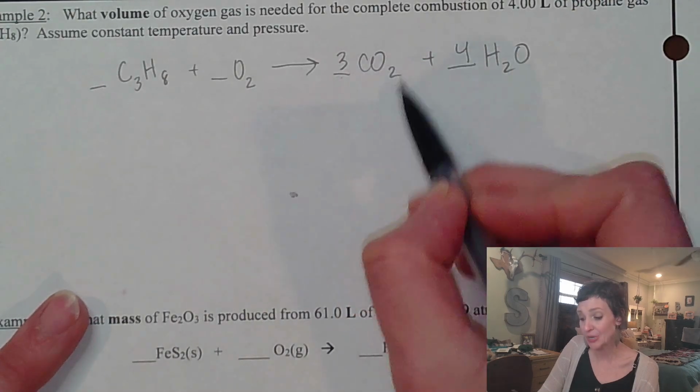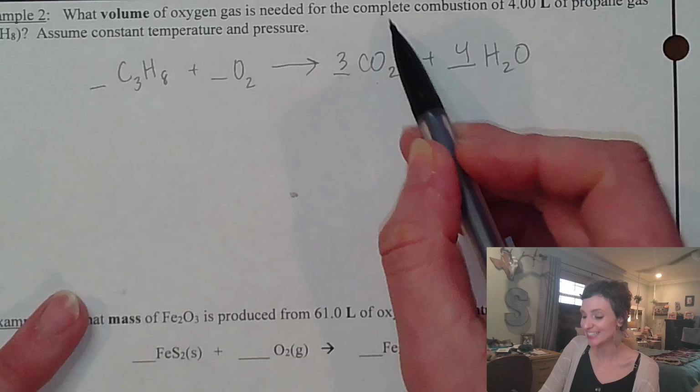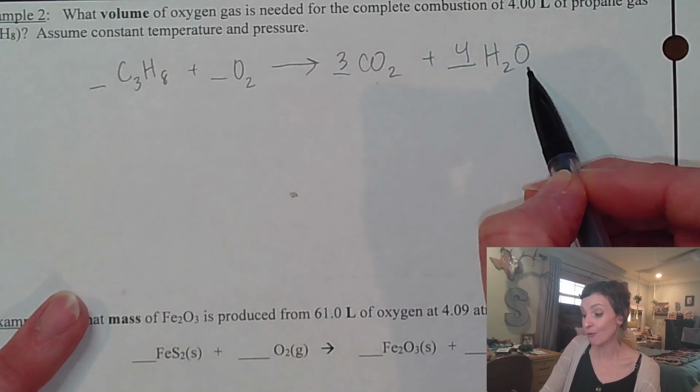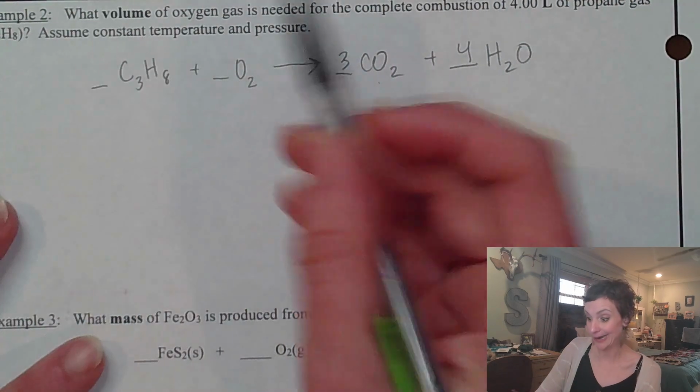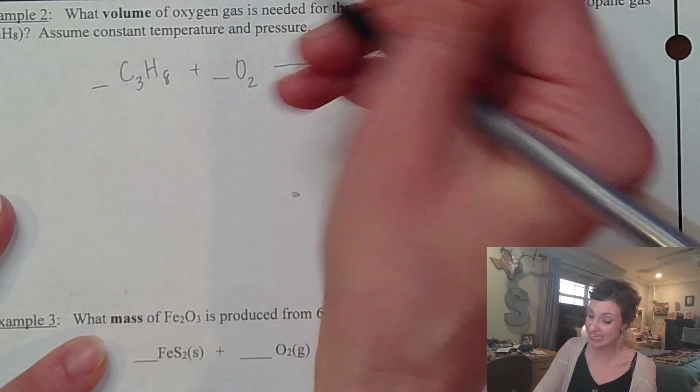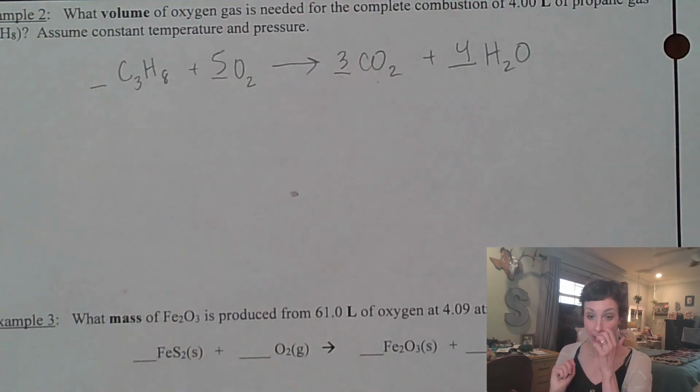3 times 2 gives me 6 oxygens from CO2. And then I have 4 oxygens from my H2O. 6 plus 4 is 10. That means I need 10 oxygens over on the reactant side. So to get 10, I put a 5 there. Okay, so I've done that.